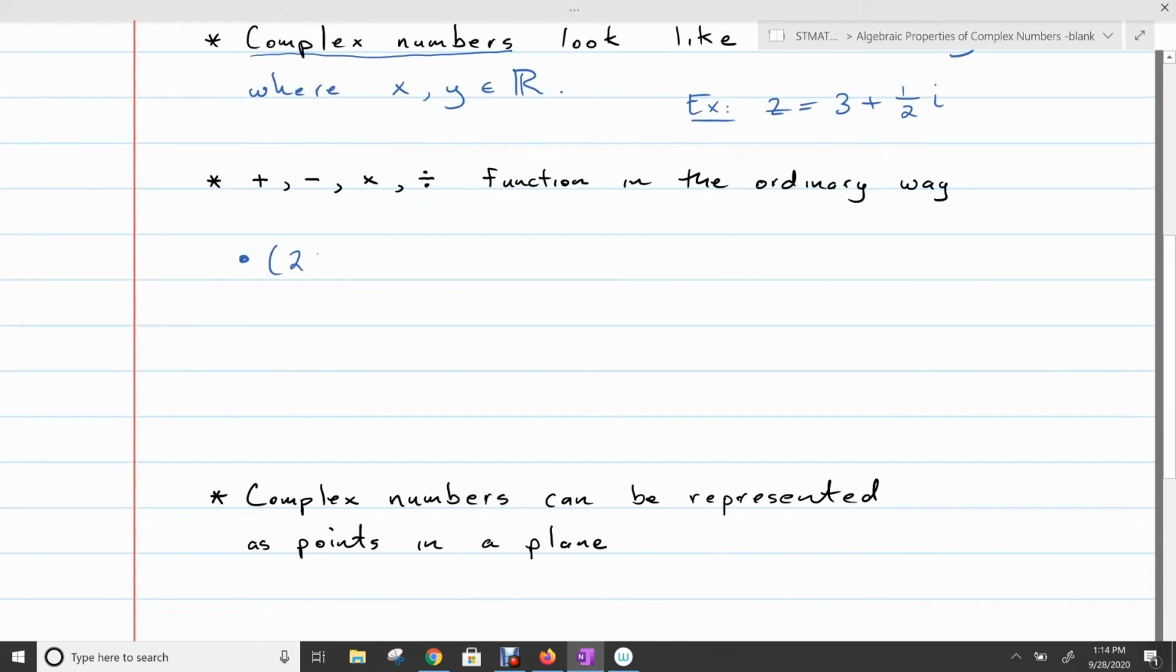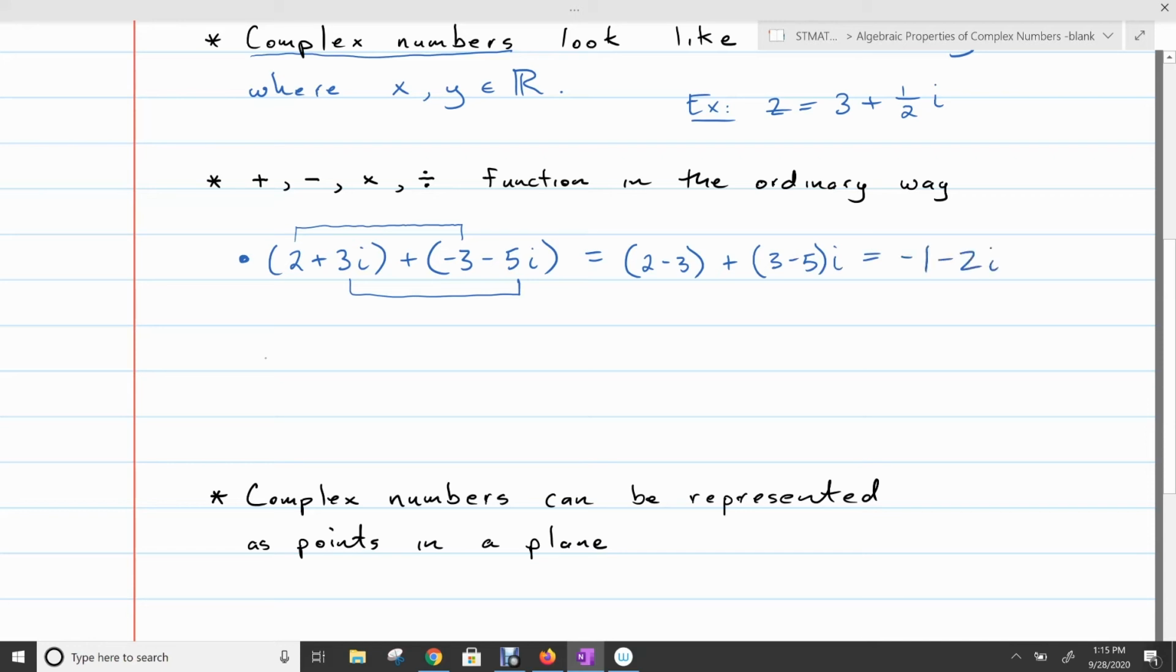For example, 2 plus 3i plus -3 minus 5i. Well, the idea would be here is you just add like things, right? So you'd add the real part of the expression, and then you'd add the imaginary parts together. So you'd get 2 minus 3 for the real part, and then 3 minus 5 for the imaginary part, or -1 minus 2i here.